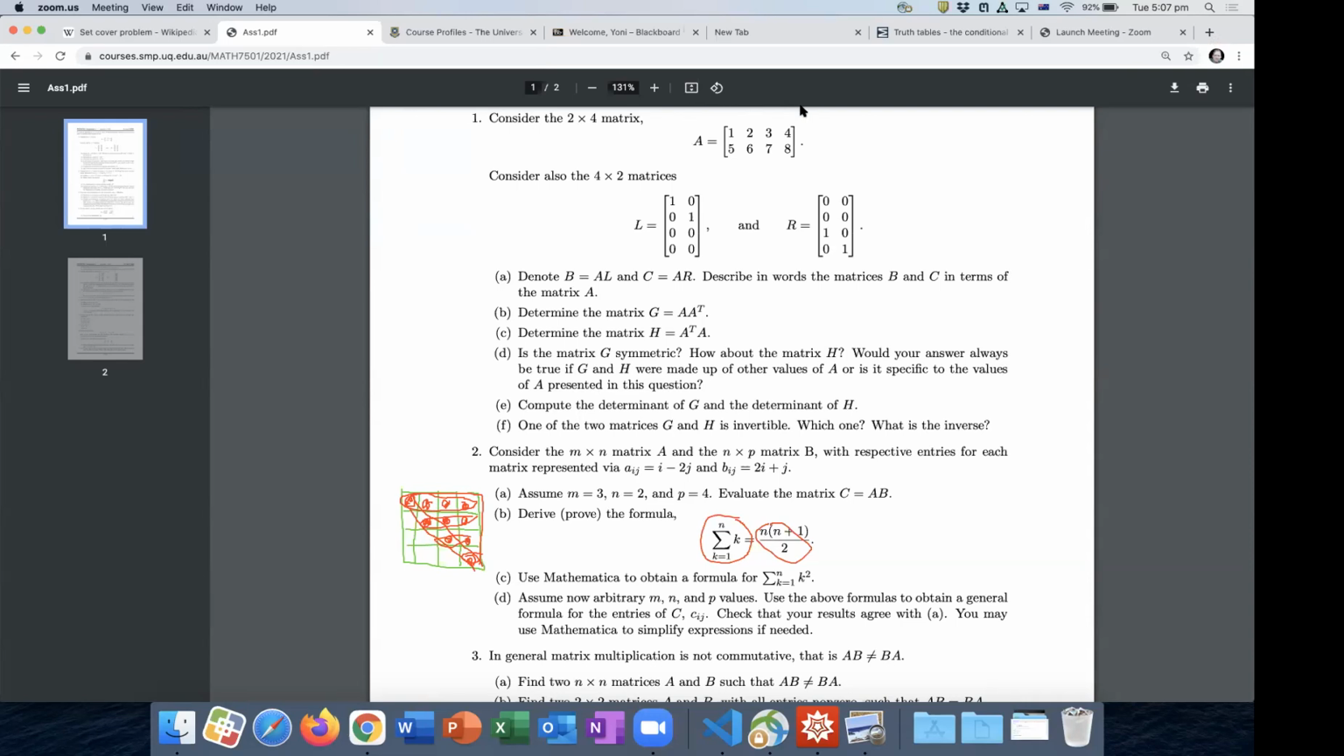Excuse me? Oh, yeah, after you. When we need to use Mathematica in this assignment, do we need to put the code and the screenshots in the PDF, or only the code?